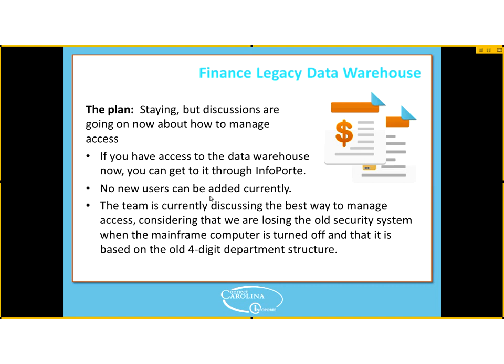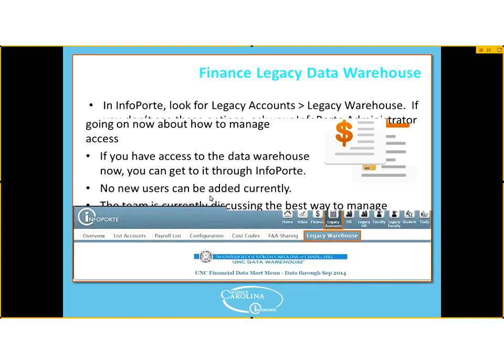So if you are using it currently or have access to it, it is available through InfoPort. So you can ask your InfoPort administrator to give you access if you don't see it. No new users can be added currently. So currently we don't have a way to add. If you don't have access now, we can't add you right now. Again, the team is discussing this and the best way to handle this. Also, the Legacy Data Warehouse only has the old 4-digit department numbers, so you can't see information currently based on your Connect Carolina department. So just want to throw that out there.